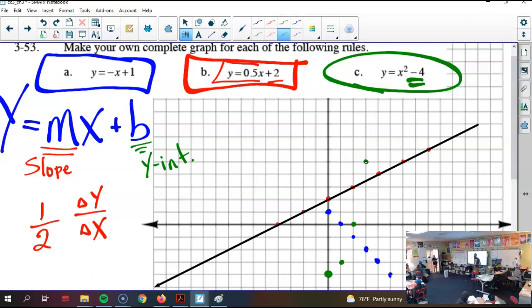What is -1 times -1? +1. So, guys, this should be here. And -2 times -2 makes +4, minus 4 should be at 0. And then it's like a V.